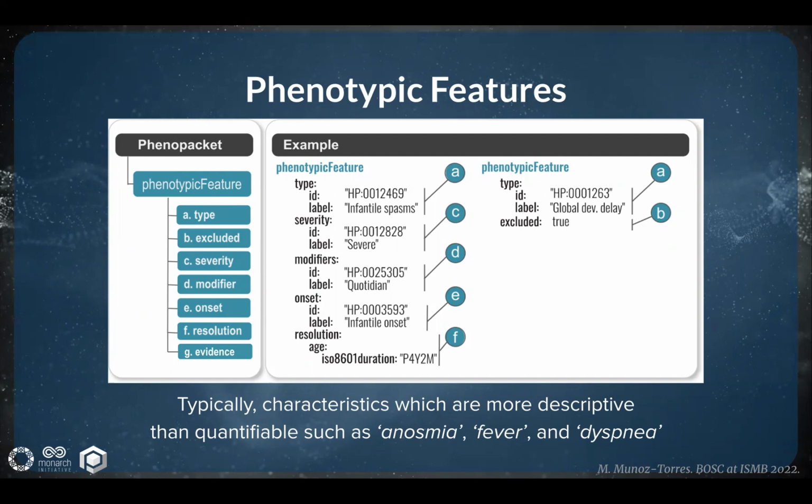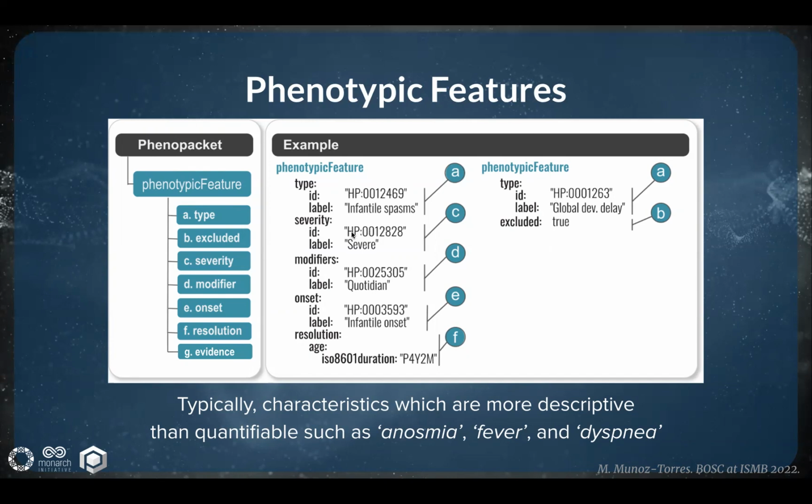So for medical uses, the subject will generally be a patient or the proband of a study, and the phenotypes will be abnormalities described by an ontology such as the Human Phenotype Ontology, or HPO. Each phenotypic feature is defined by an HPO term. An example is shown here with the letter A, which is, in this case, infantile spasms, which is qualified as either being present or absent. Another phenotypic feature is here being qualified as not being present, excluded.